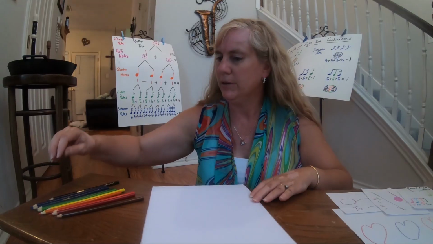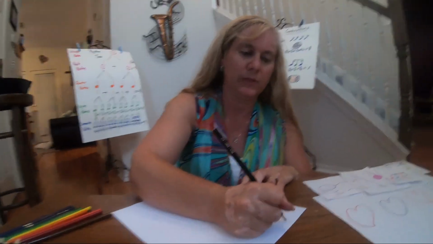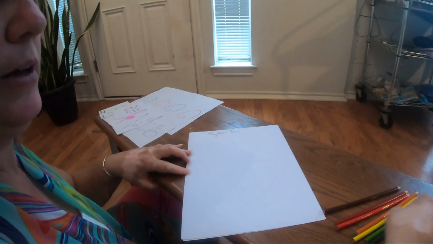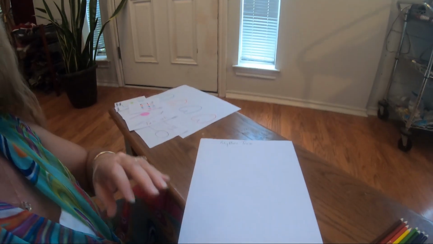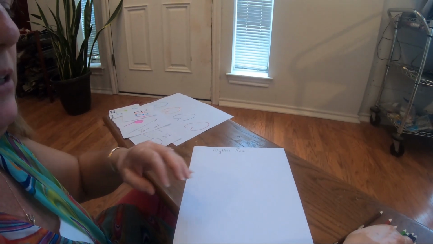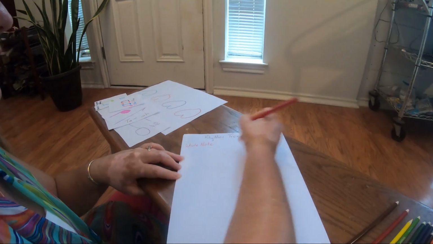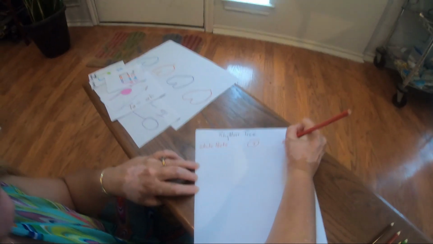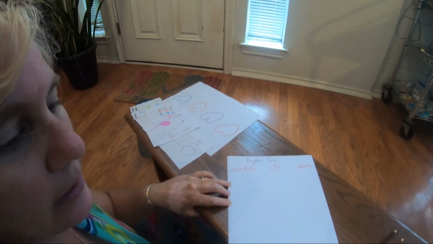Now, I'm going to start with black and I'm going to write rhythm tree. Okay? Then we're going to go through the colors of the rainbow real quick here. We're going to start with red. Okay? And we're going to say this is a whole note. And a whole note gets 4 beats. Okay, that equals 4 beats.